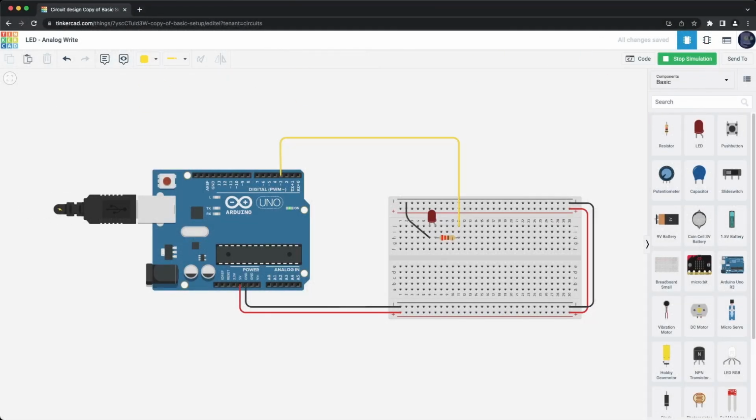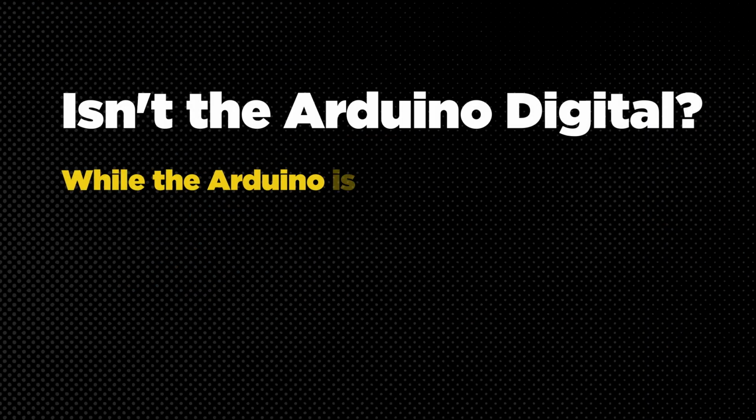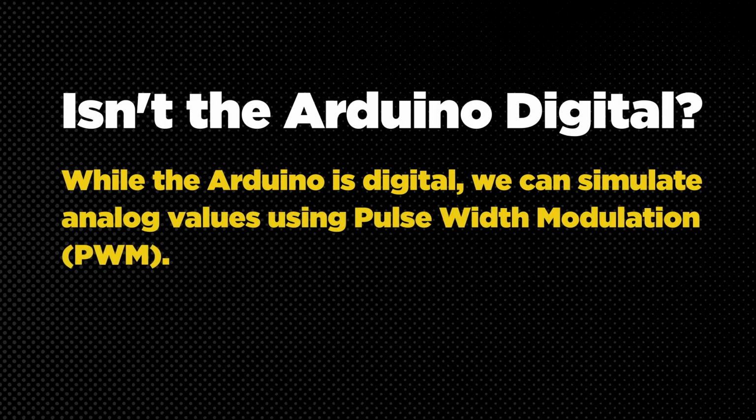What's up, everybody? In this video, we're going to learn how to write an analog output from the Arduino. To do this, we will control the brightness of an LED. You might be thinking to yourself, isn't the Arduino digital? How can we make an analog signal on a digital device? The Arduino can simulate an analog value using something called pulse width modulation, or PWM.